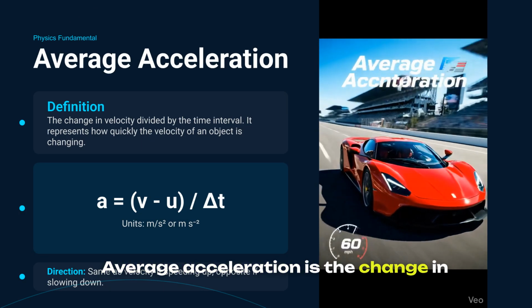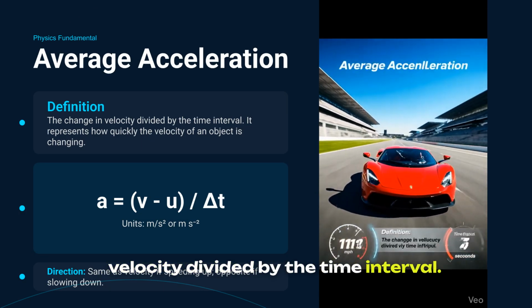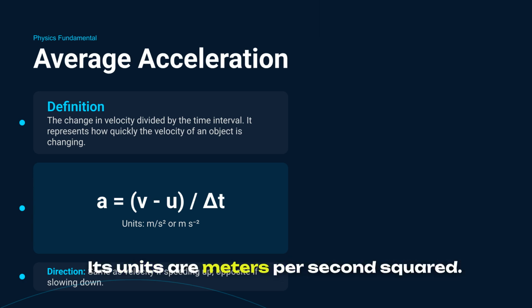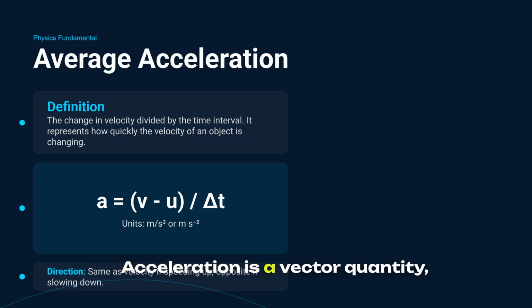Average acceleration is the change in velocity divided by the time interval. It represents how quickly velocity is changing. Its units are meters per second squared. Acceleration is a vector quantity, sharing the same direction as velocity when speeding up and the opposite when slowing down.